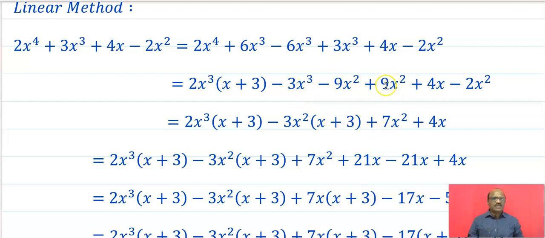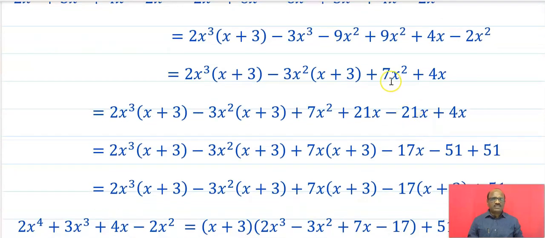What about the next? Here is 9x square and minus 2x square. 9x square and minus 2x square is 7x square, plus 4x. And here is a 7x square. What about the next term? From this 7x square, I must take the common, that is 7x common. Then in bracket, you will get the x. But what should be the next term? The next term must be the 21x. Therefore, 7x in bracket x plus 3. Adjusted plus 21 and minus 21. I have to take plus 21 and minus 21 here so that we get 7x in bracket x plus 3.